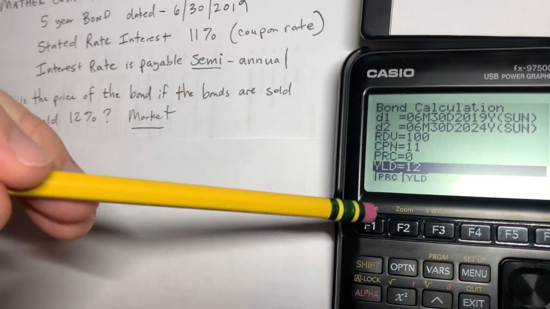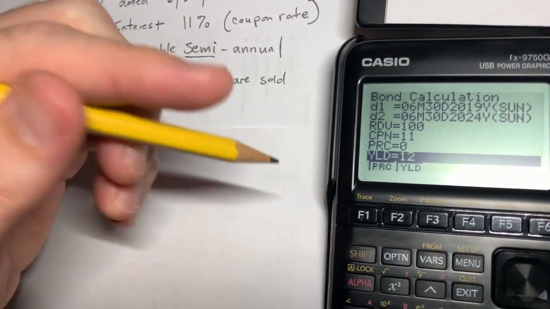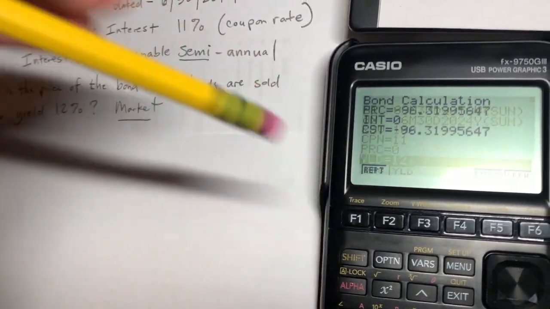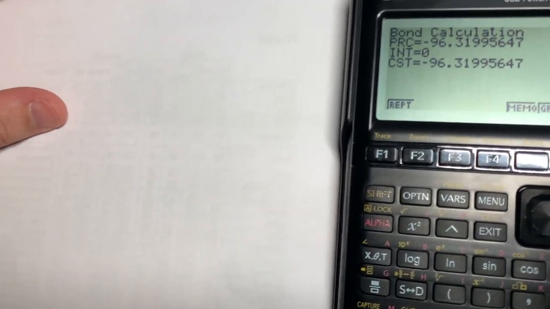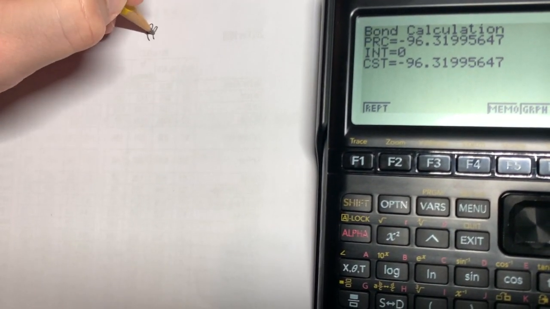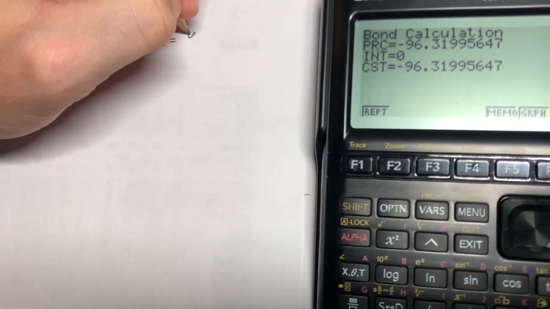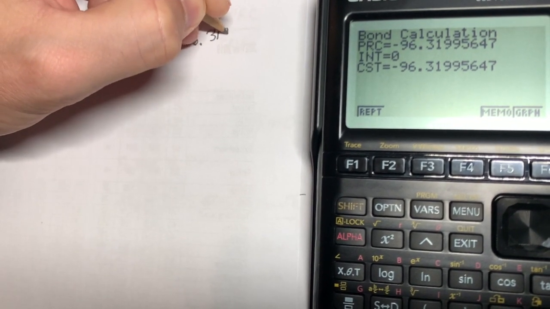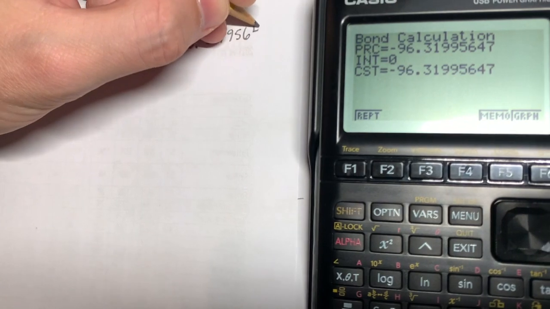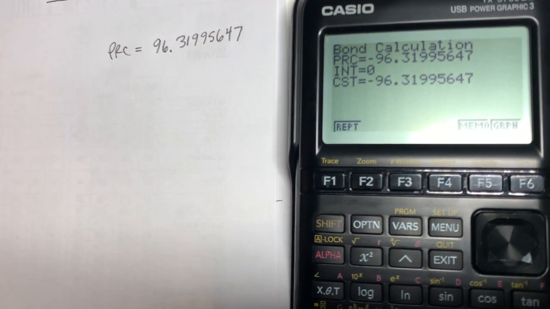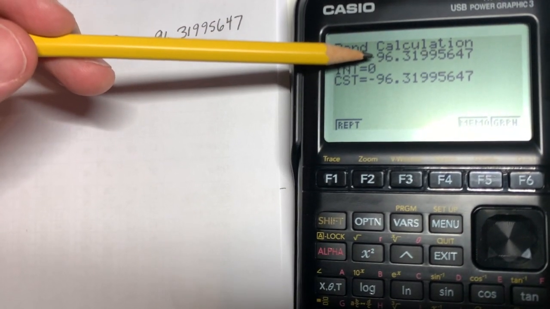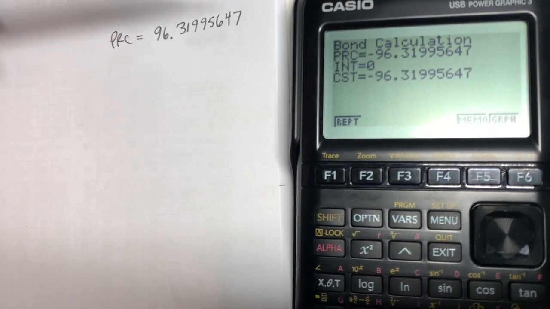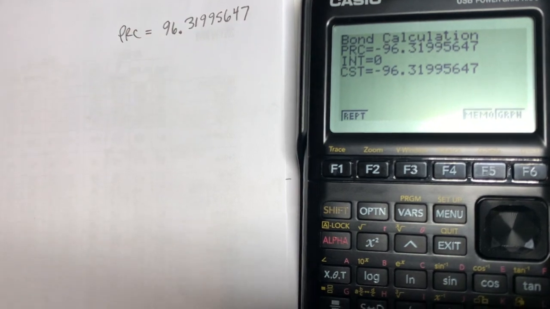All right, so now all we have to do is hit F1, as you can see here on the PRC. F1 is going to give us our price, and then we just want to write that down. Okay, so I'm just going to come down here on my paper and write PRC equals 96.31995647. Don't pay any attention to the minus sign. This is a funky formula that Casio has in here to calculate, and it's going to spit out a negative. So just ignore that.